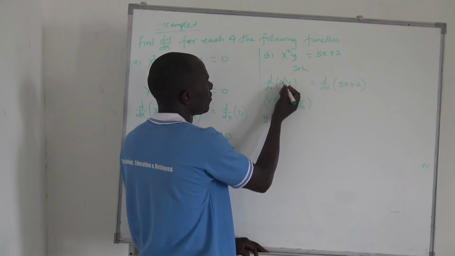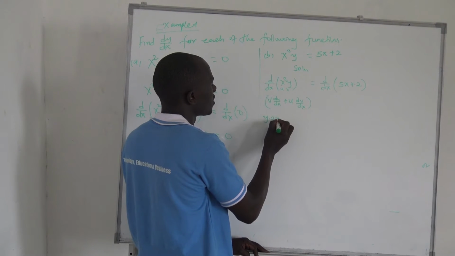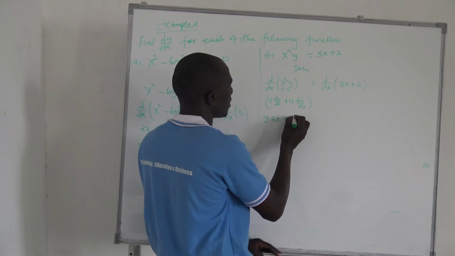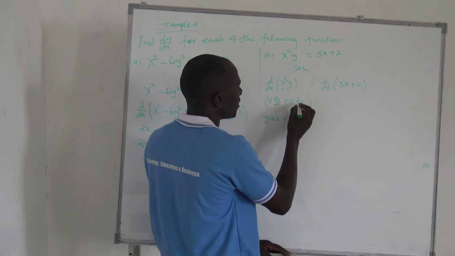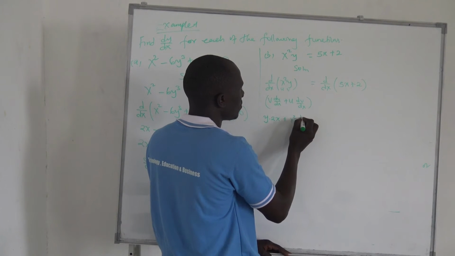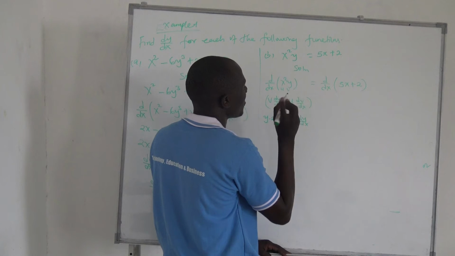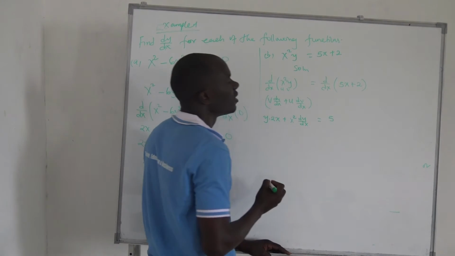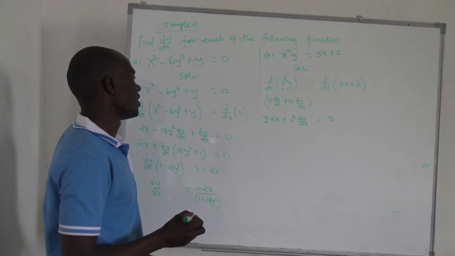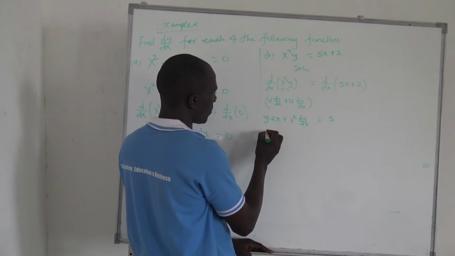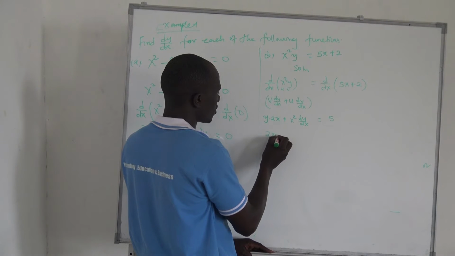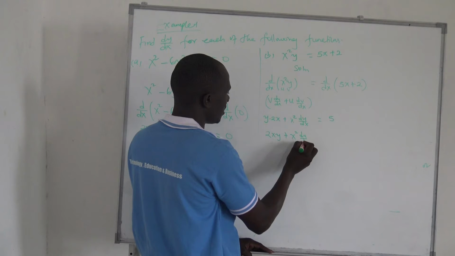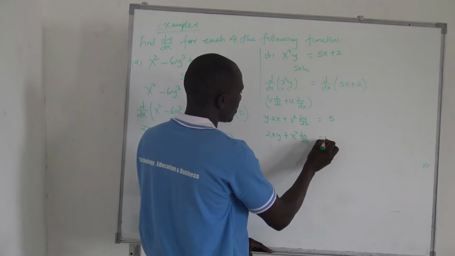What is du/dx? When I differentiate x squared, what do we get? 2x. Plus, what is our u? Our u is already x squared. When I differentiate y with respect to x, we get dy/dx. Very good. Equals, when I differentiate 5x, I get a 5. You differentiate a 2, you get a 0. So when you write it, it becomes 2xy plus x squared dy/dx, the whole thing equals 5.